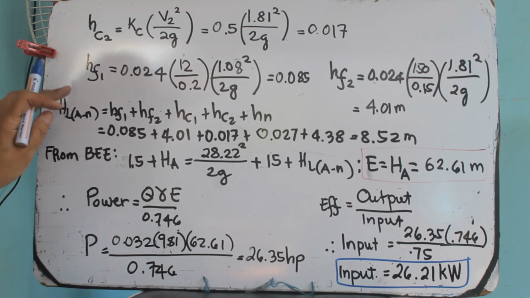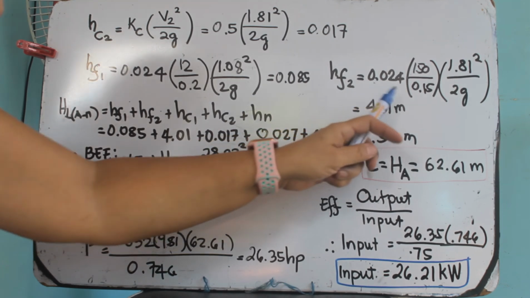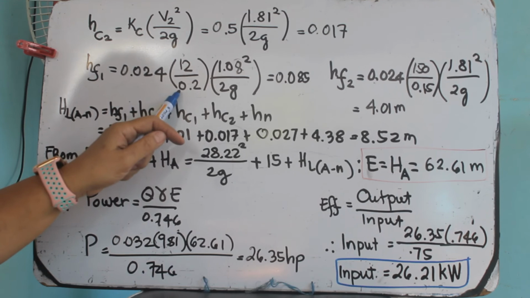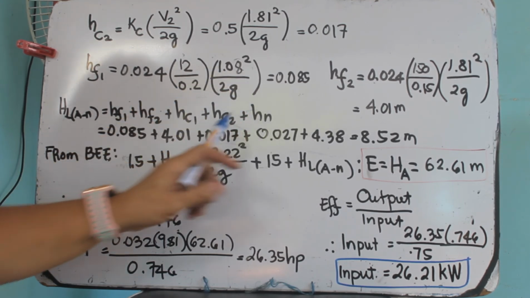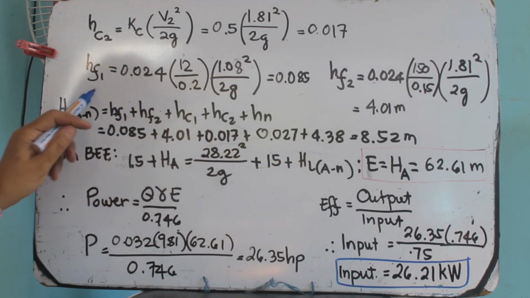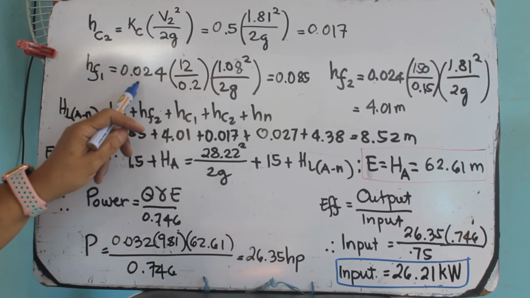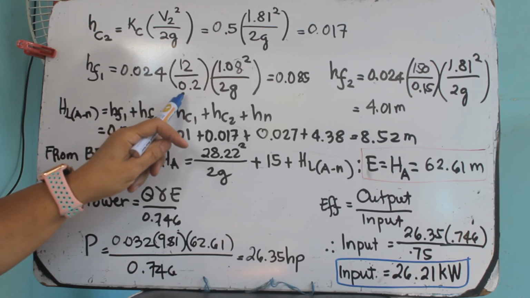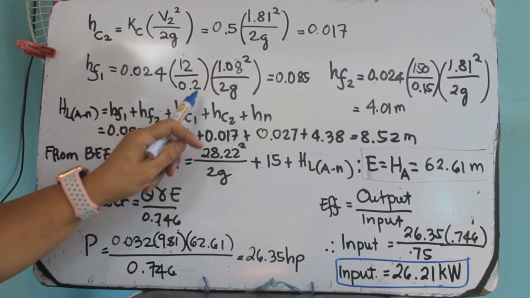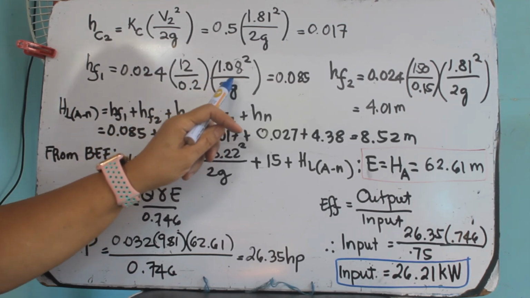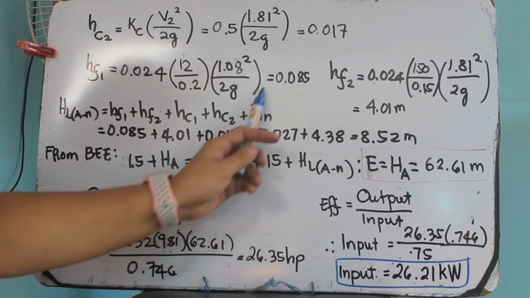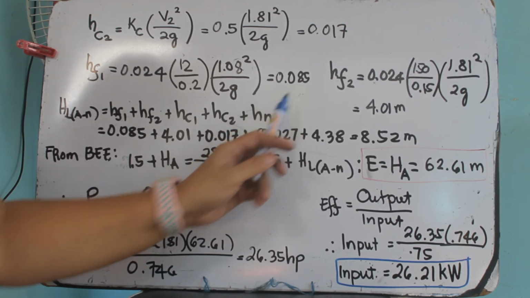Now, the major losses are the losses that occur along pipe 1 and along pipe 2. By the Darcy-Weisbach, it is f L over D times the velocity head of the pipe. So, we just substitute the values. f is 0.024 given. Pipe 1 has a length of 12 meters and a diameter of 0.2 meter. The velocity of flow in that pipe is 1.08 squared over 2g. So, we get this value for the major loss.